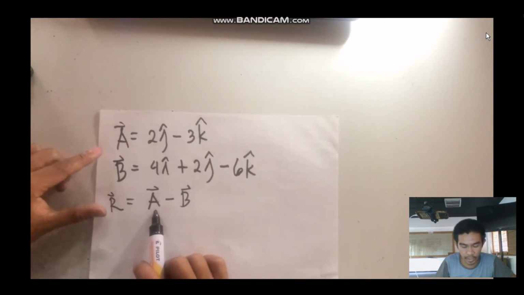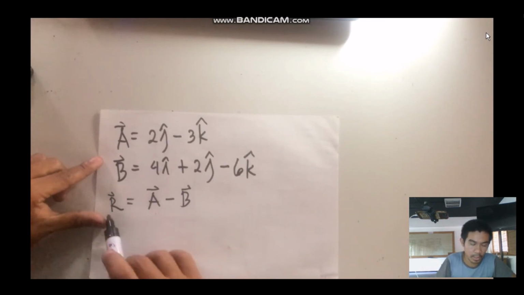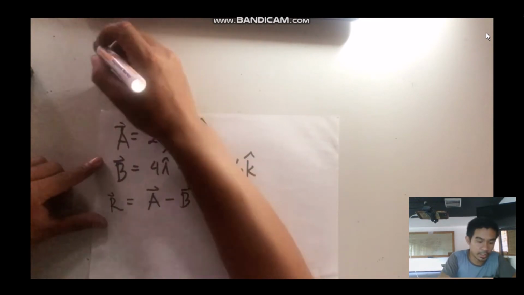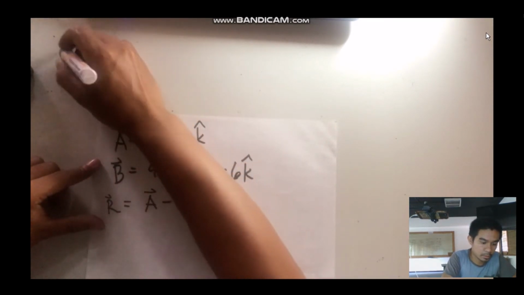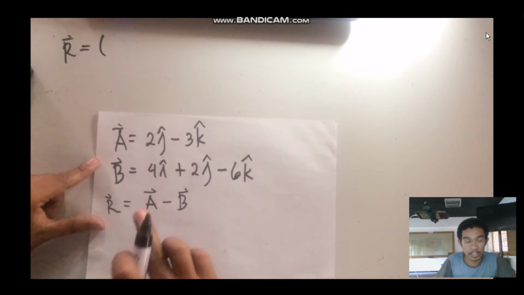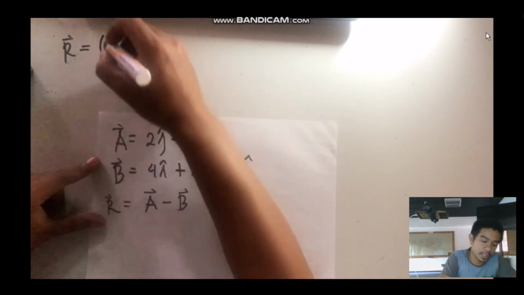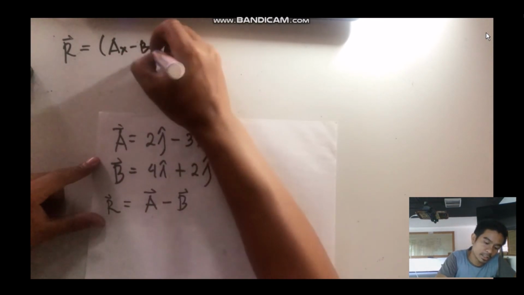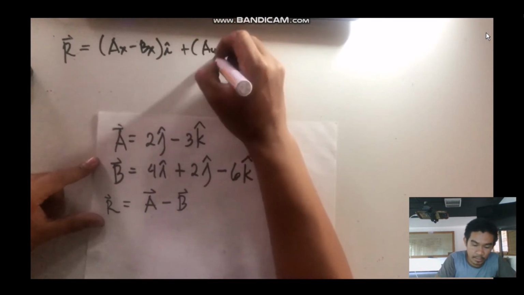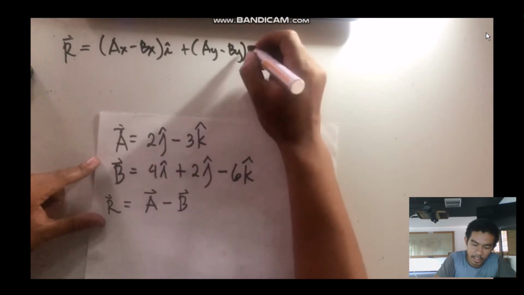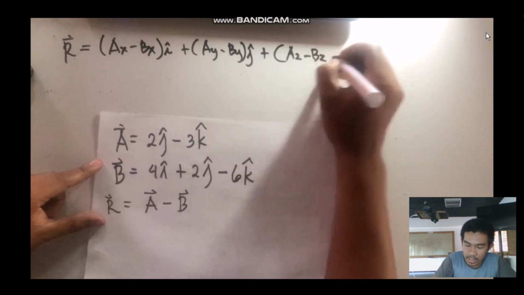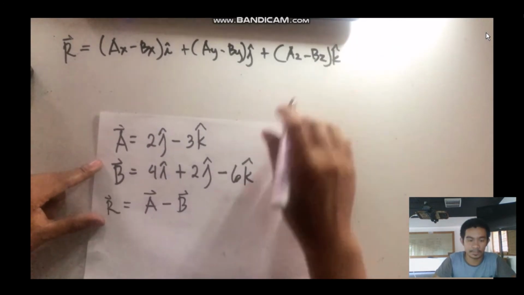And we look for vector A minus vector B, which is represented by vector R. So we have vector R equals, since this is vector A minus vector B, A x minus B x i hat, and then plus A y minus B y j hat, plus A z minus B z k hat.